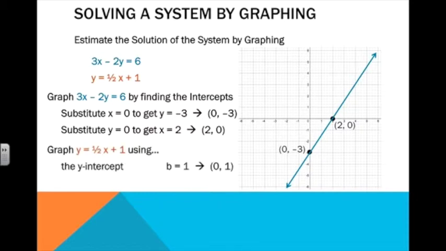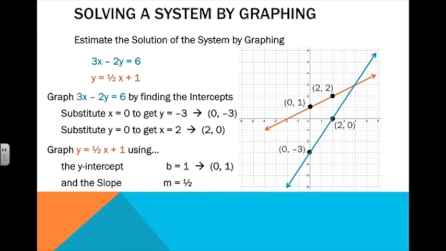Next, we'll graph the line y equals 1/2 x plus 1, which is in slope-intercept form. We can see the y-intercept is the point (0, 1) by looking at the constant term, positive 1. Then we can see that the coefficient of x, 1/2, is the slope. This means that we can start at the y-intercept and rise 1 and run 2 to find a second point, (2, 2), that's on the line, and graph the line.